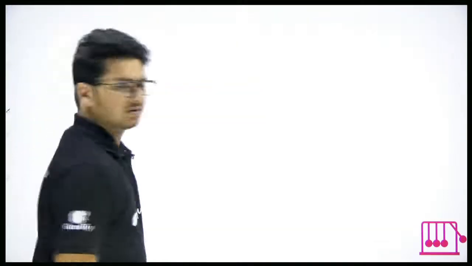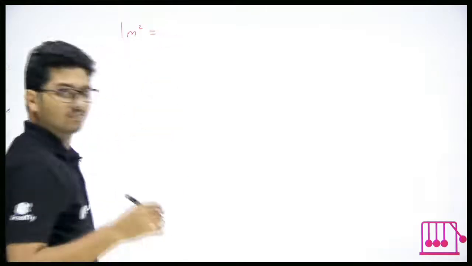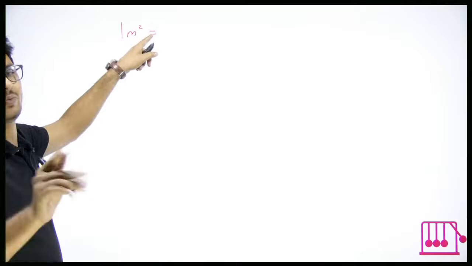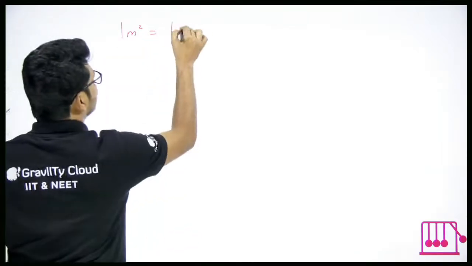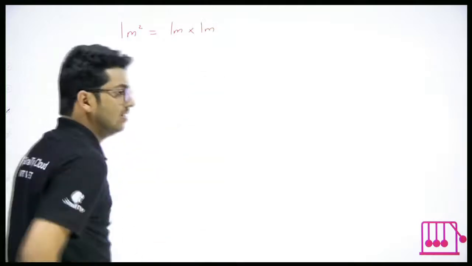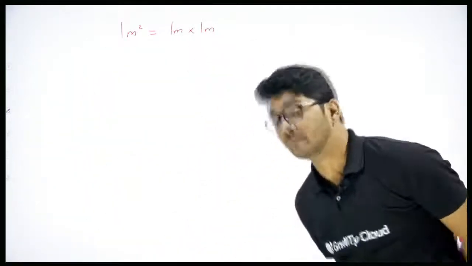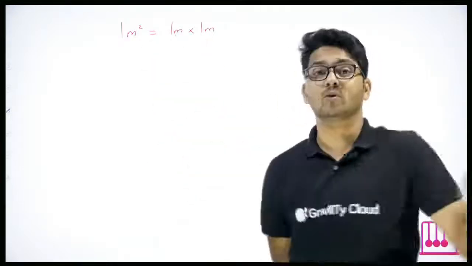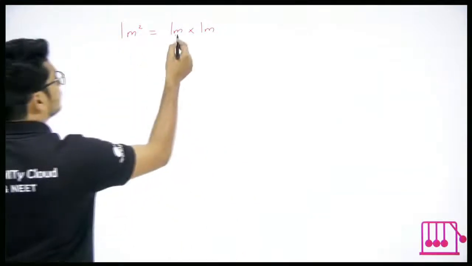So how will we solve it? Let me do this. 1 meter square. What does the power 2 mean? It means twice. Meter comes twice. That means it is equal to 1 meter into 1 meter. 1 into 1 is equal to 1. M into M, so M comes twice, and it becomes M to the power 2.